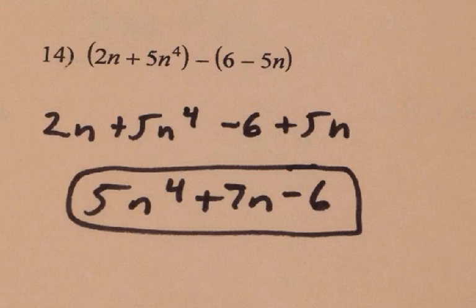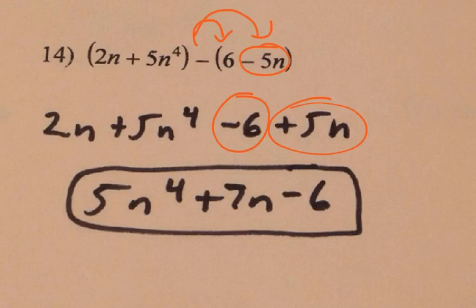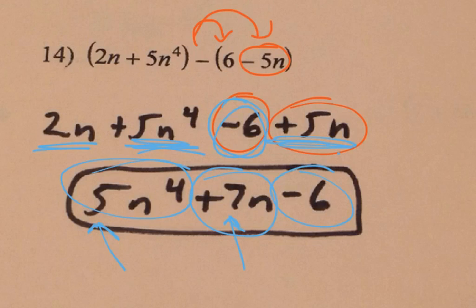On 14, again, the minus with the 6 is minus 6. The minus with the minus 5 there is plus 5n. So let's see what we have here. I have a 5n4. I have 2n and plus 5n is 7n. And of course a minus 6. Notice when we add or subtract, guys, powers never change. We're just adding like terms. So the only number that changes are the numbers in front. We call those our coefficients. Pause the video if you need to.